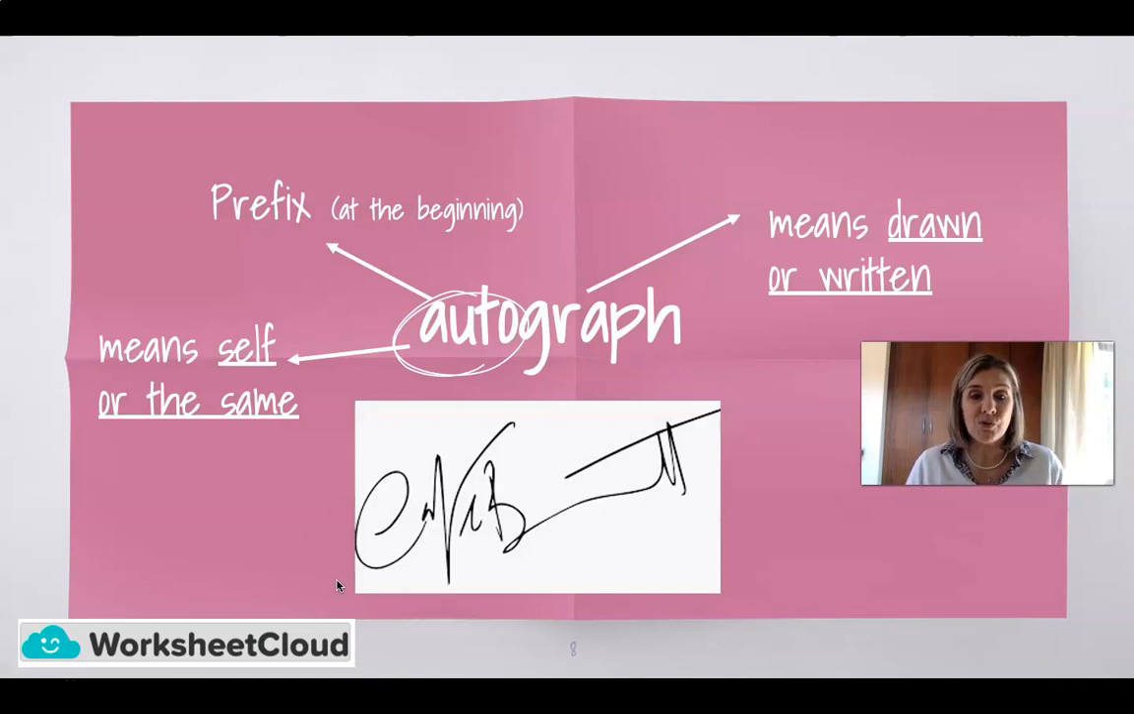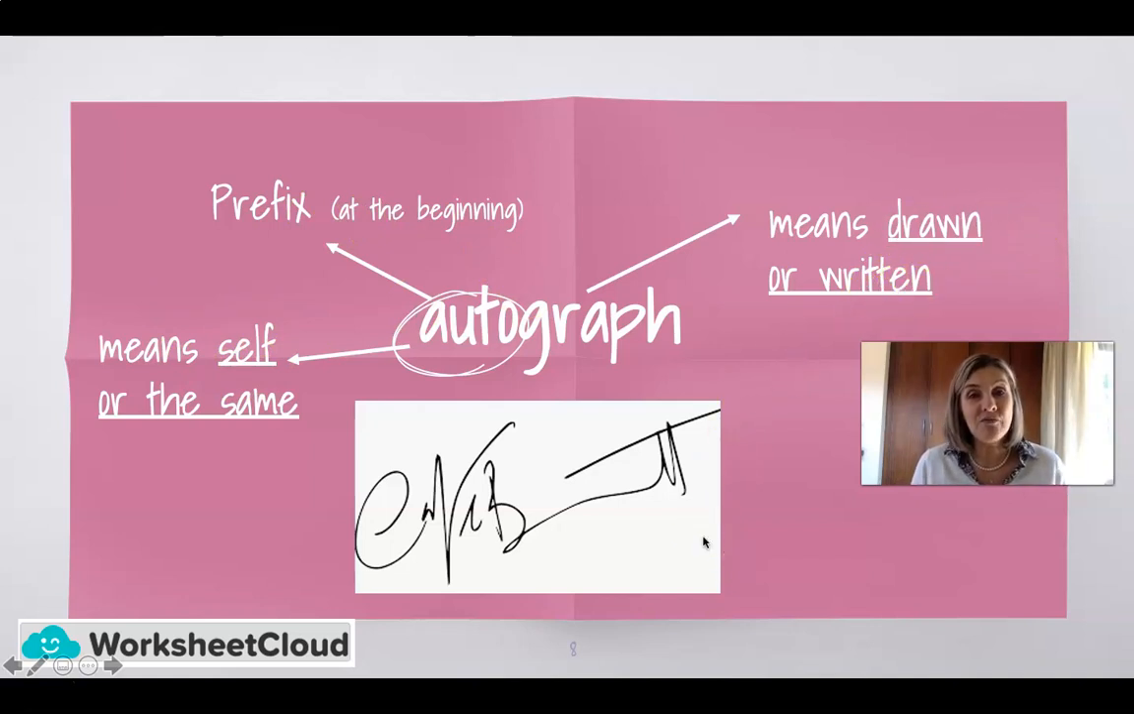Let's take a look at autograph. So just so you know, this root word graph actually means drawn or written. Okay, and auto means self or the same. So do you see that this prefix auto, which means self or the same, that's your prefix over there, is you yourself drawing something. And we know that autograph means, if you want to get Justin Bieber's autograph or somebody famous, it's their signature, their own writing. So there you've got self, auto, and drawn.